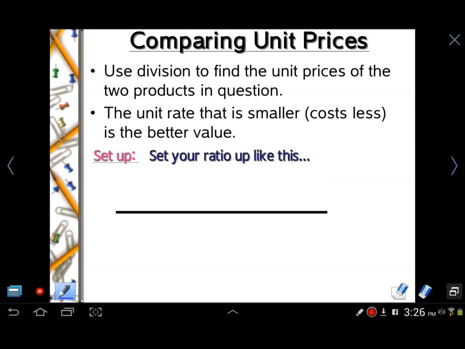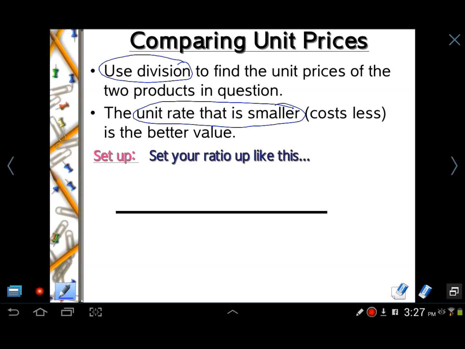Next thing I want to talk about is how we compare unit prices. When we compare unit prices, seeing which one's a better buy, a big part of it is using division. We're going to use division to find the unit prices of two products. Whatever rate is smaller, that's the better value.